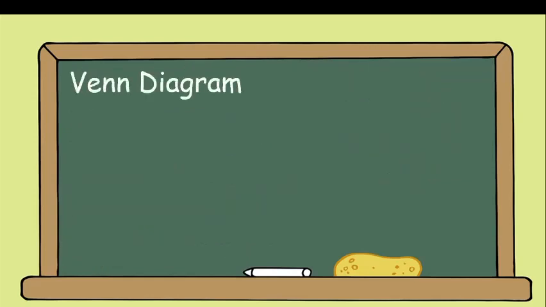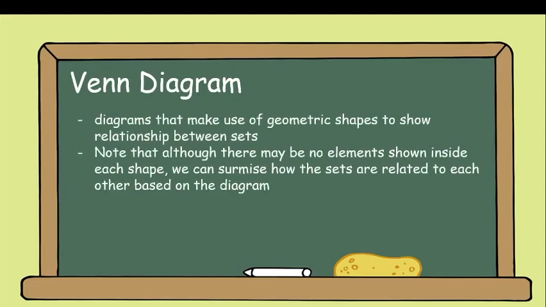Venn diagrams are diagrams that make use of geometric shapes to show relationship between sets. Note that although there may be no element shown inside each shape, we can surmise how the sets are related to each other based on the diagram. Let's look at how different concepts of sets are illustrated through Venn diagram.